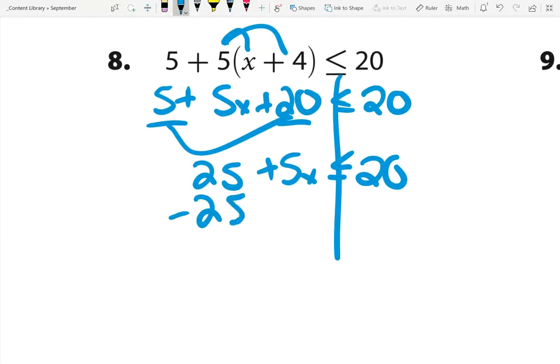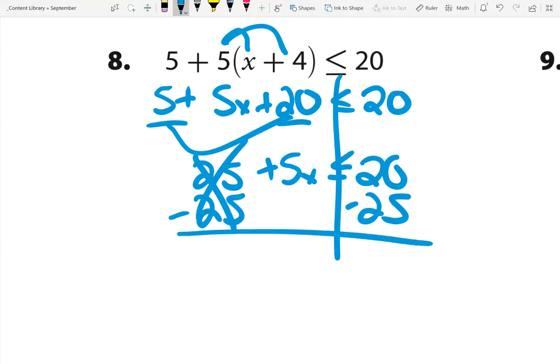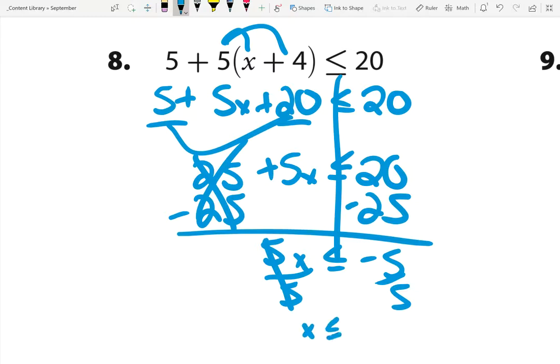So subtract 25, because that's the opposite of adding positive 25. We have 5x is less than or equal to 20 minus 25, which is negative 5. And now I just need to divide by 5. Dividing by 5 cancels that out. We have x is less than or equal to negative 5 divided by a positive 5, which makes negative 1.